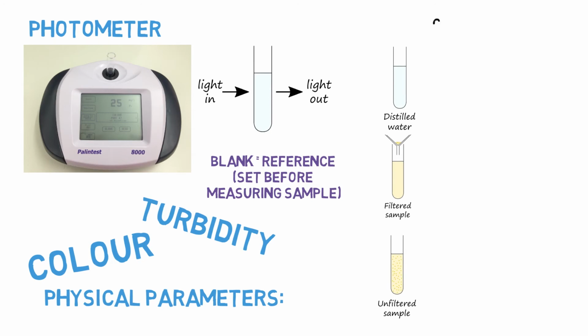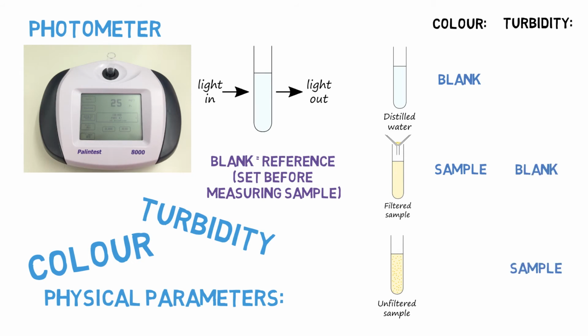So when we measure colour, we're going to use distilled water as our blank, and then a filtered sample of lake water in order to see if there's any change in colour. When we look at turbidity, our blank will be the filtered sample, and then we'll compare that with the unfiltered sample to see how much particulate matter there is in the sample.